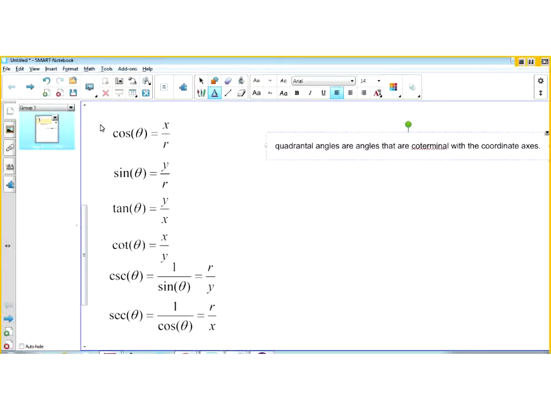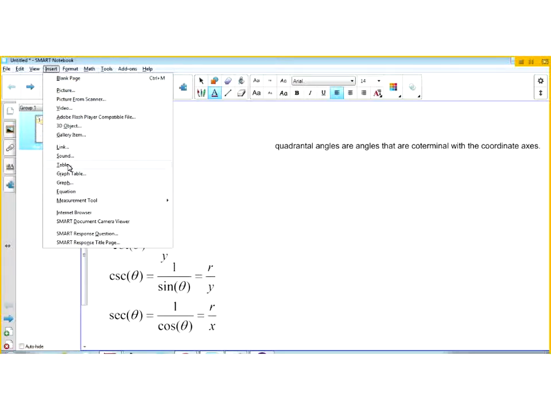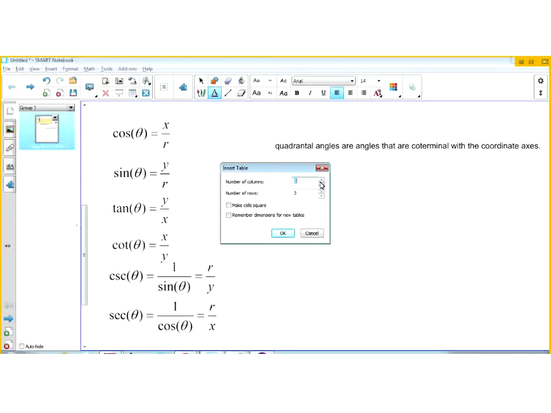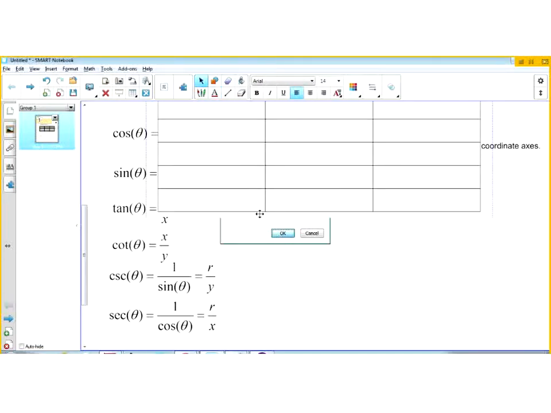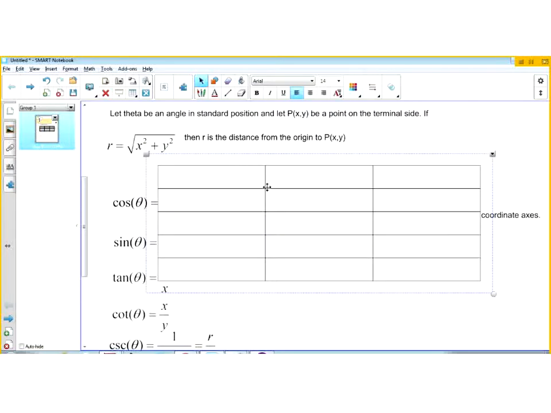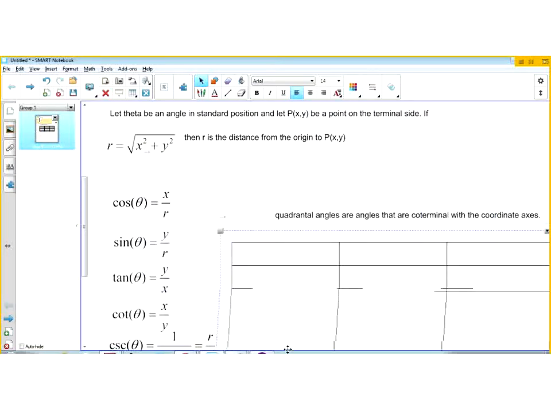Then we can build a table. Let's see if I can insert a table. It'll let me. Insert table. So 3 columns, 5 rows. Okay, so let's work with this table. Let's build a table of information.